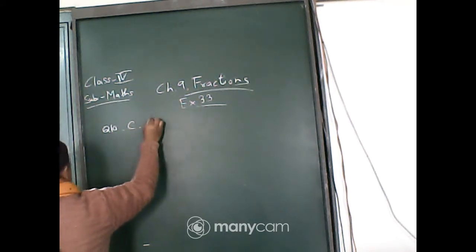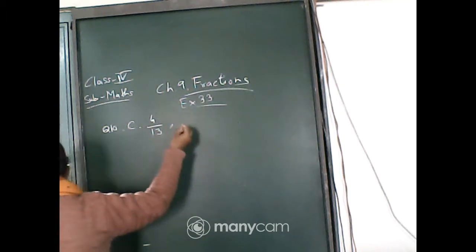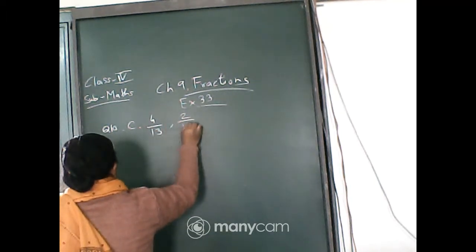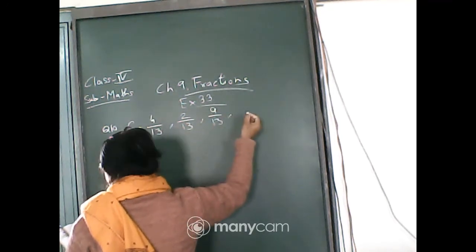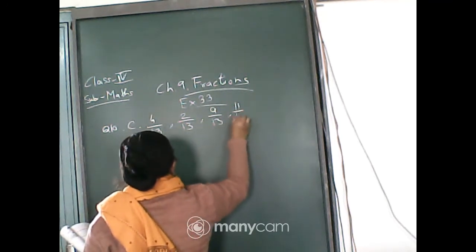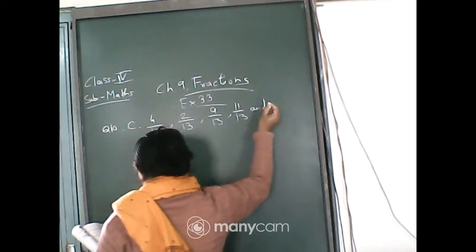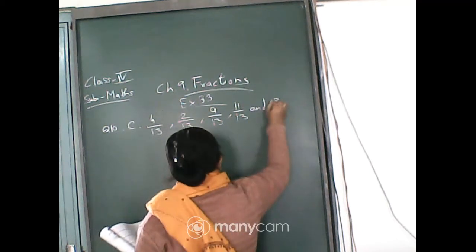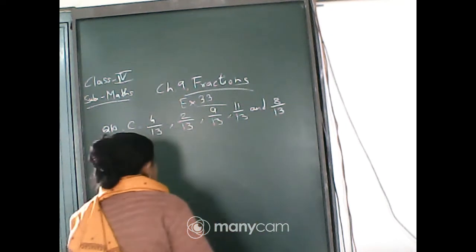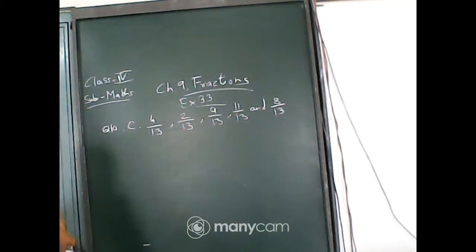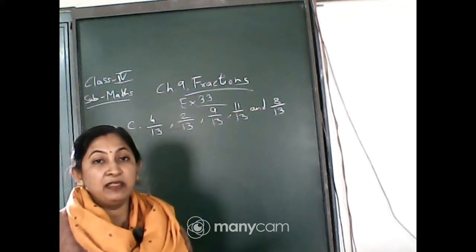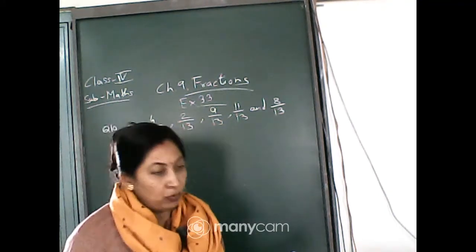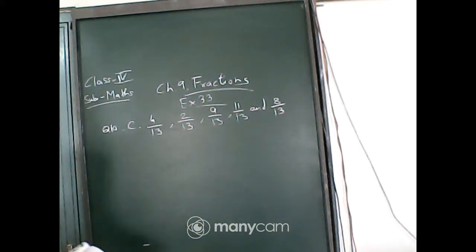It is given 4 by 13, then 2 by 13, 9 by 13, 11 by 13 and 8 by 13. Okay. So these fractions are given. You have to write them in ascending order, and ascending order, as you know, is from smaller to bigger. That means you have to write it in the increasing order.